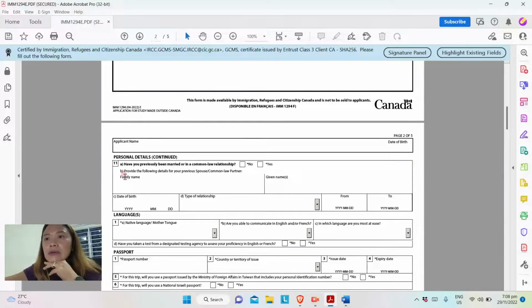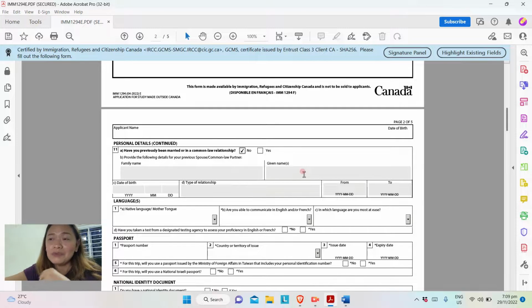Okay, next is your personal details. Have you previously been married or in a common law relationship? In my case, no, so it will gray out. But if you have been previously married, then you have to say yes.